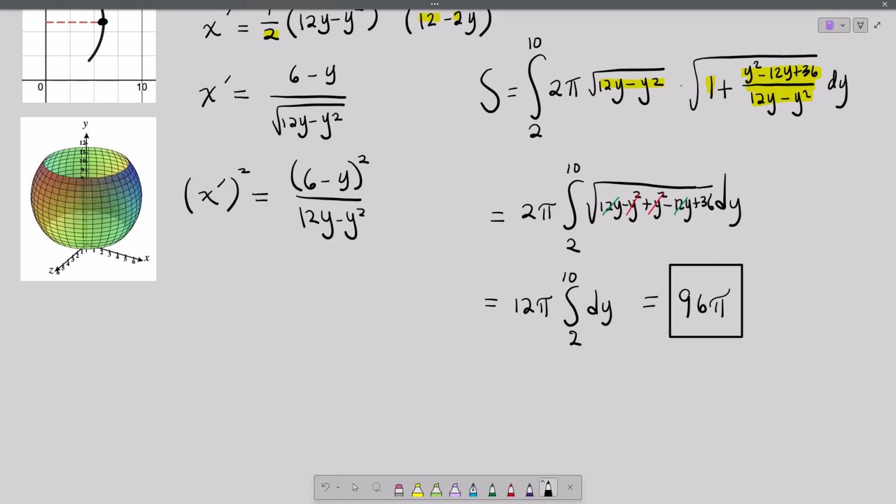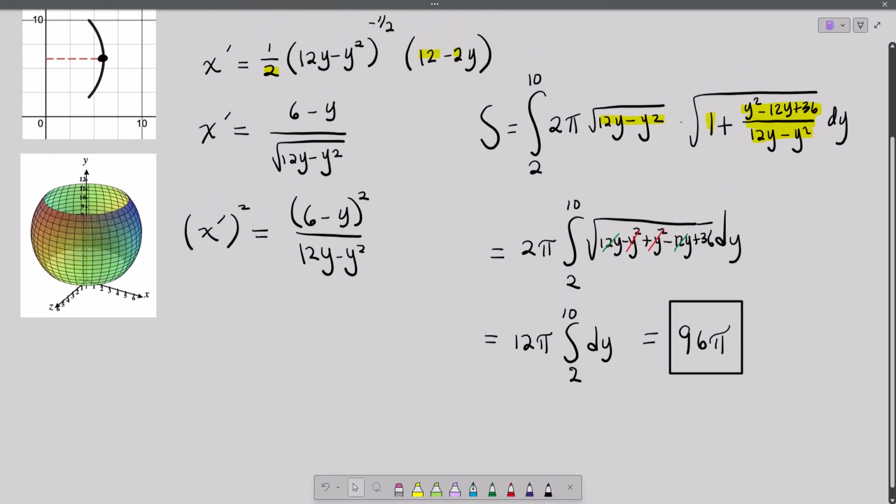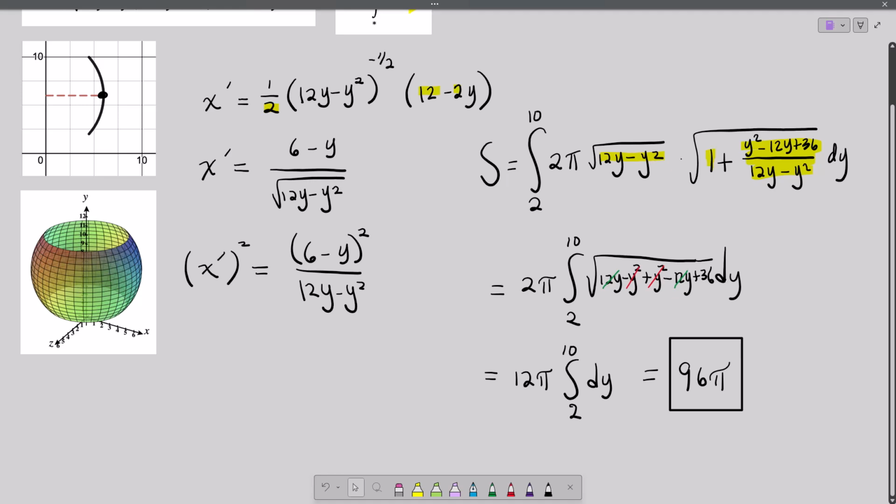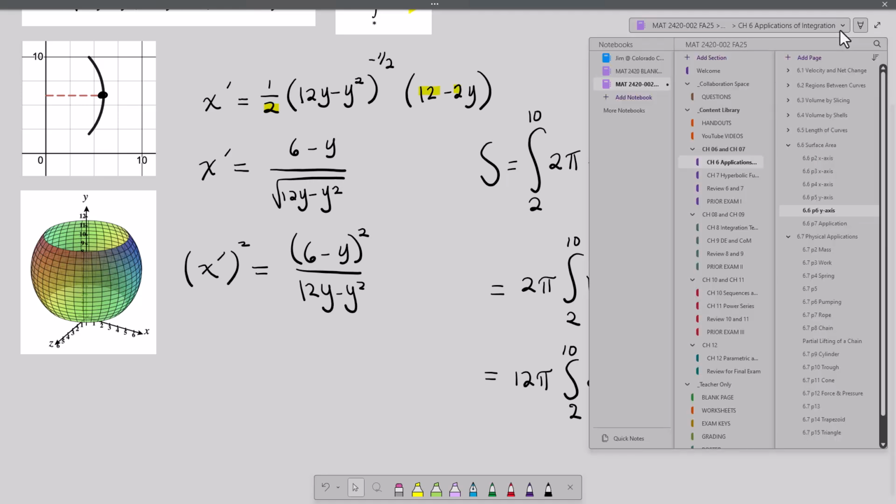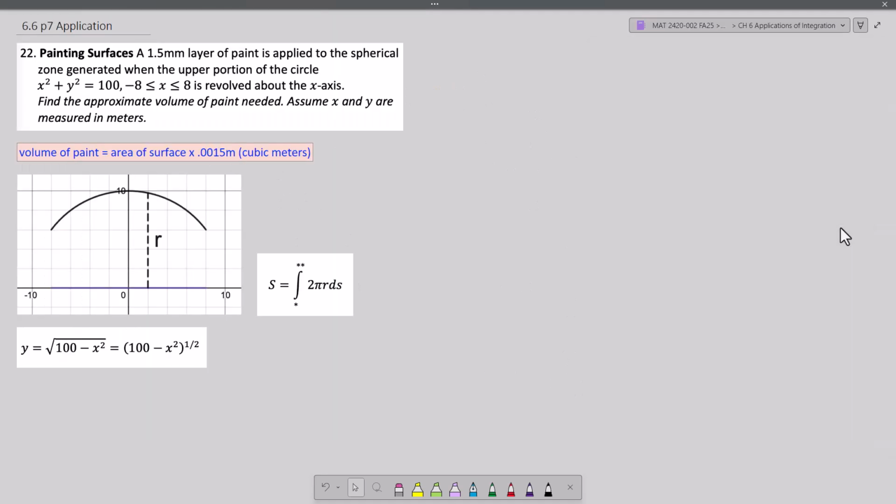Questions? The hardest part was taking the derivative and squaring it. That was the hardest part. That is often the hardest part. Okay, let's do one more.